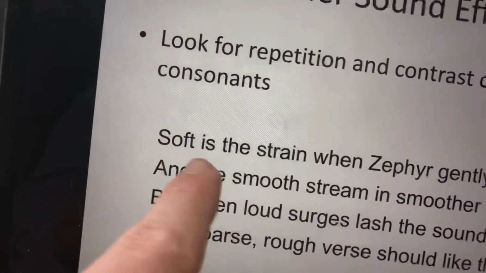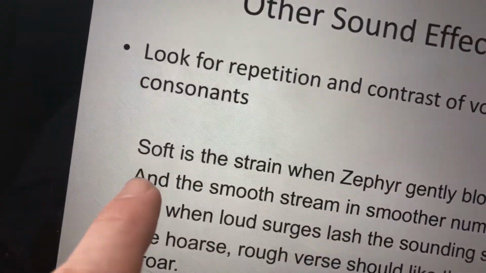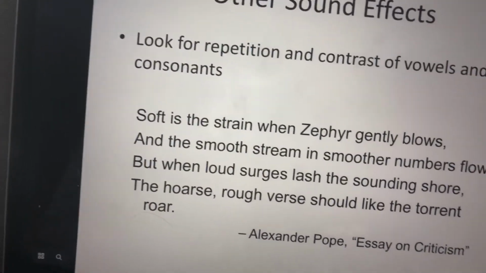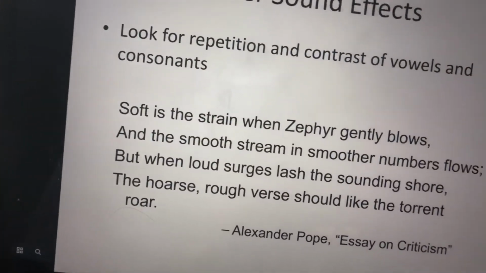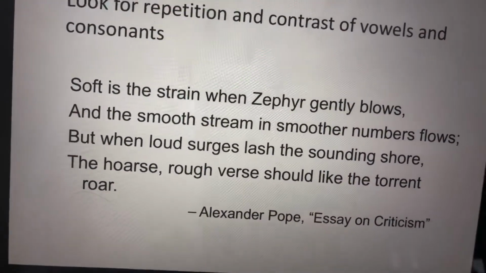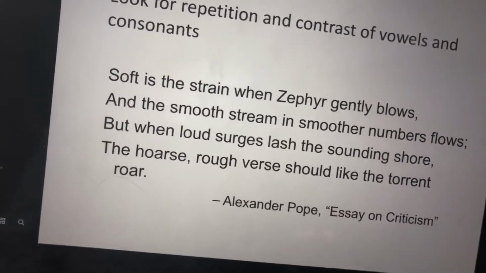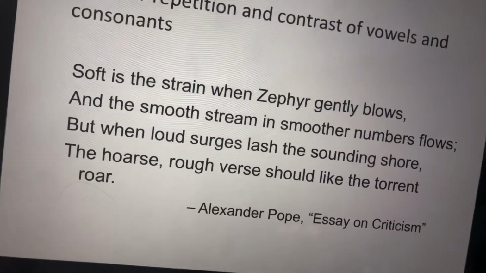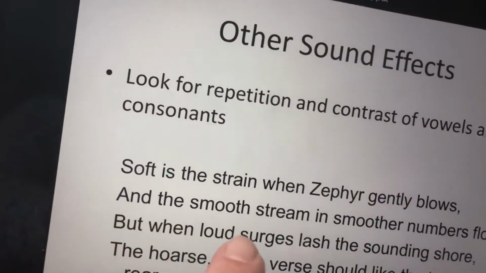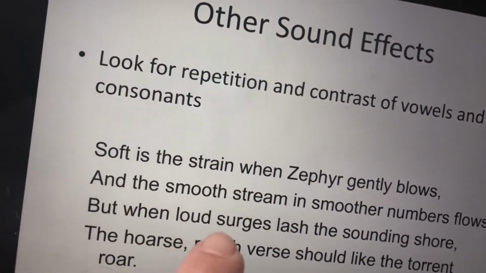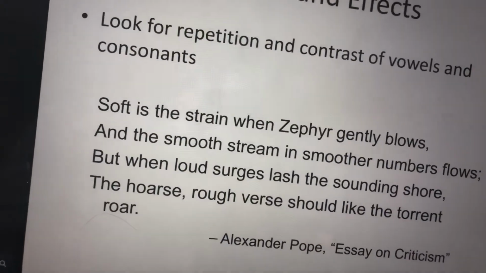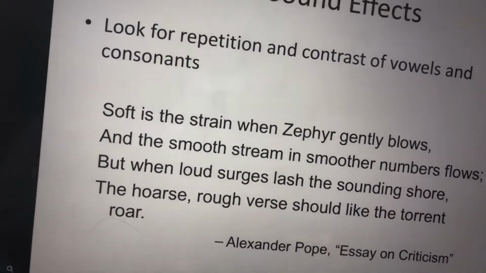Well, notice that there's a lot of S's and Z's, and the whole thing is easy to say. Soft is the strain when zephyr gently blows, and the smooth stream in smoother numbers flows. See how the words flow into each other? But for the second part, the words are harder to say because we're not describing something smooth, we're describing something rough. But when loud surges. See how smooth stream is easy to say, but loud surges is harder to say. Hoarse, rough verse. It's harder to say than soft is the strain.